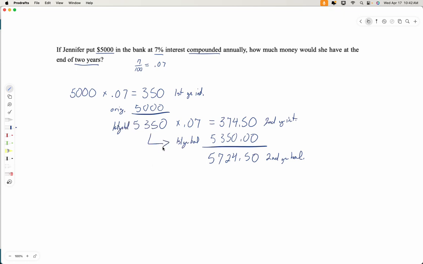All right, so you just bring it down and add it in. If you were to do that another year, you just repeat the process. You would multiply this times 0.07. You would do that again, times 0.07, get your interest, and then add this balance back to it. So that's how you would find your final total. And that's it. All right, let's do another one.